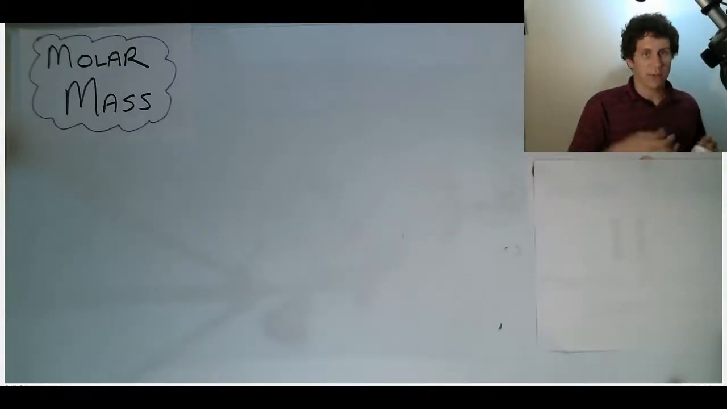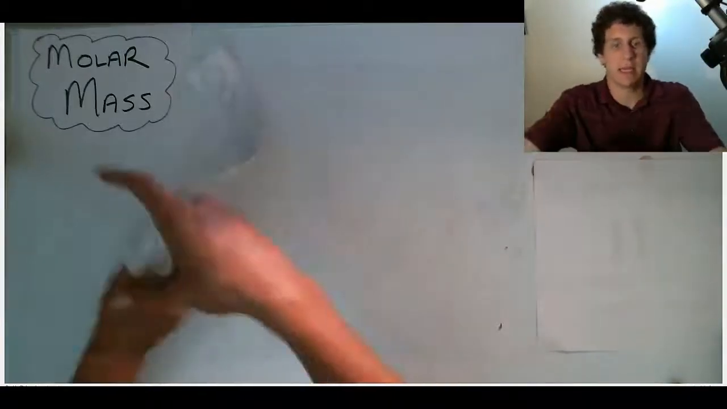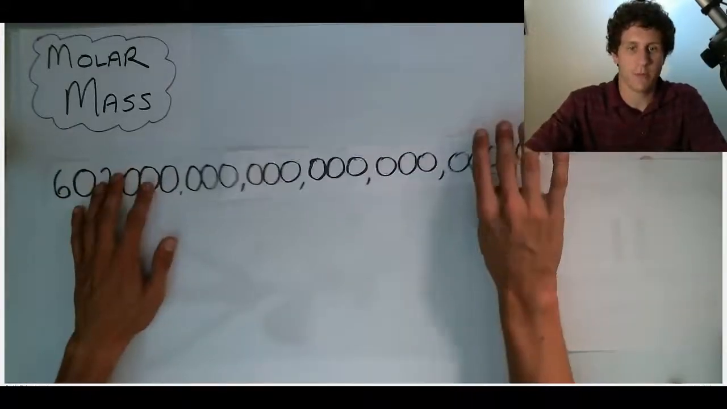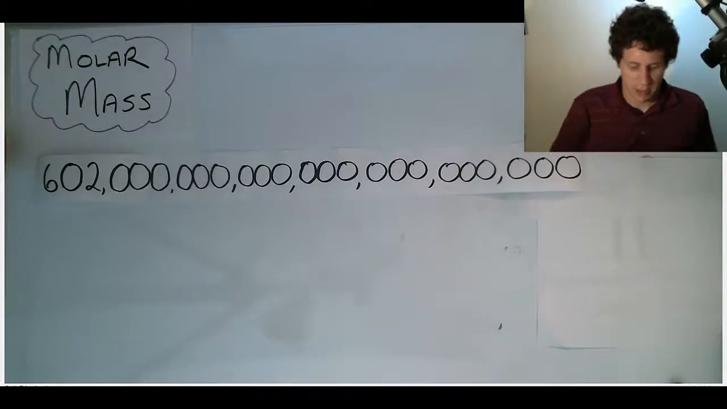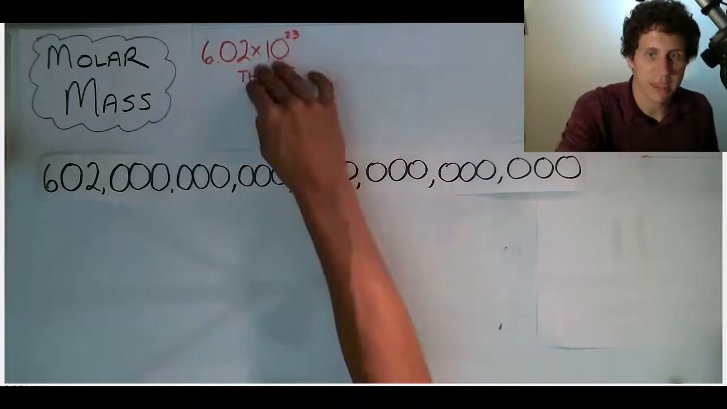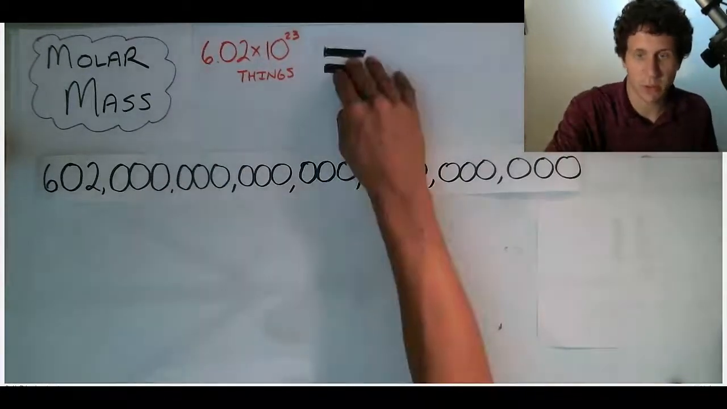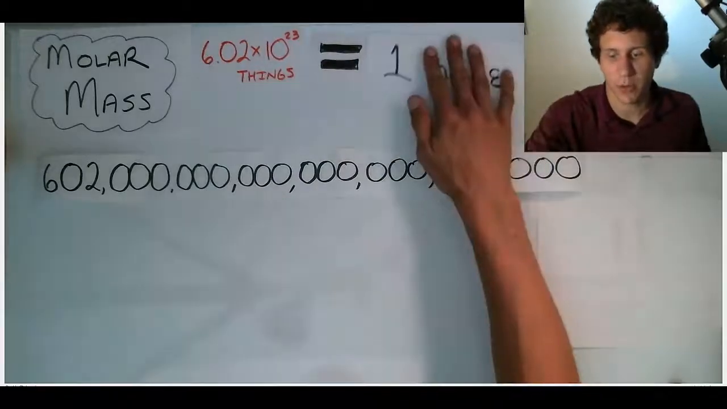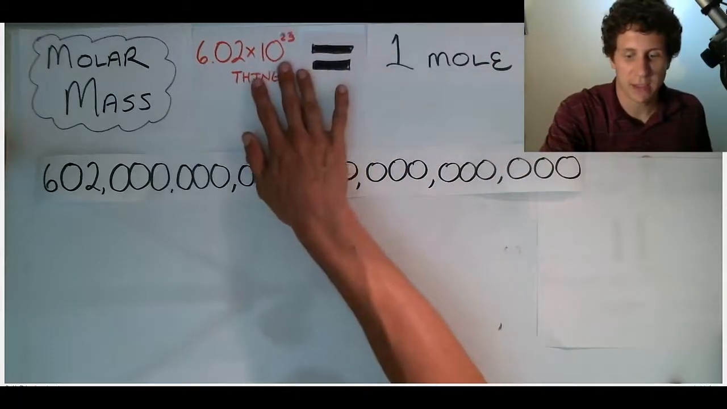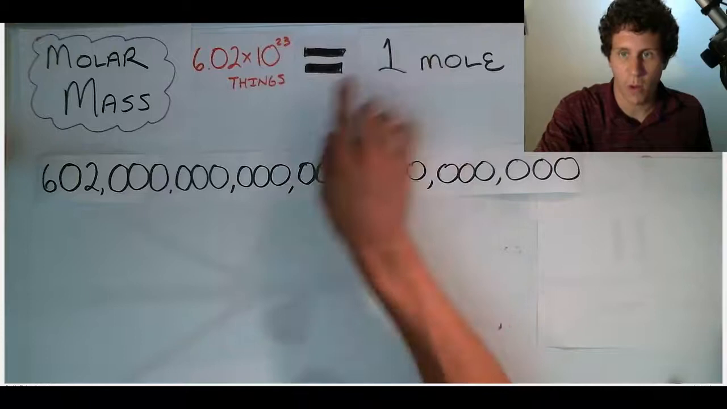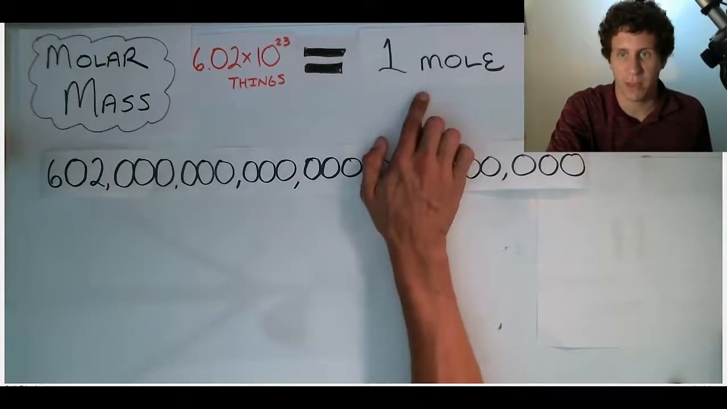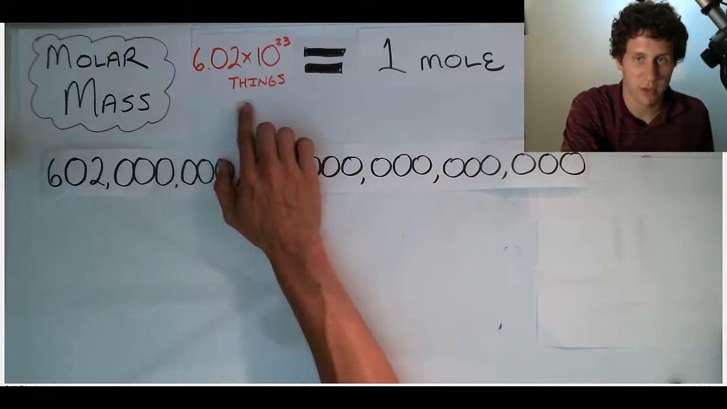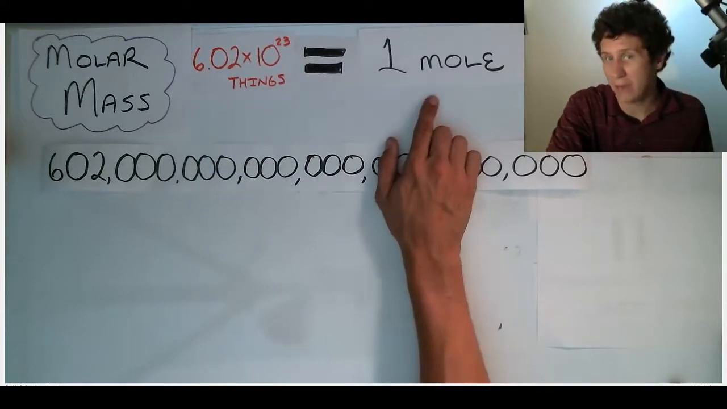So let's take a quick look back at what we were looking at last time, and that was the concept of a mole. We showed last time that you would need 6 million trillion things to have a mole of something. We obviously are going to abbreviate this into scientific notation just because we don't want to write these zeros, and we know that 6.02 times 10 to the 23rd things is going to be equal to 1 mole. So if I have 6.02 times 10 to the 23rd pennies, I have a mole of pennies. If I have 6.02 times 10 to the 23rd atoms, I have a mole of atoms.